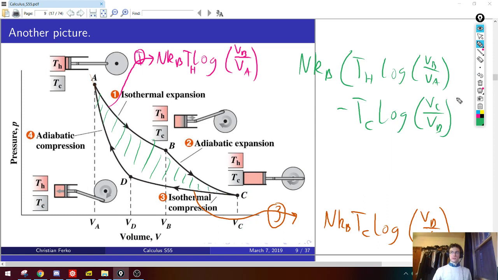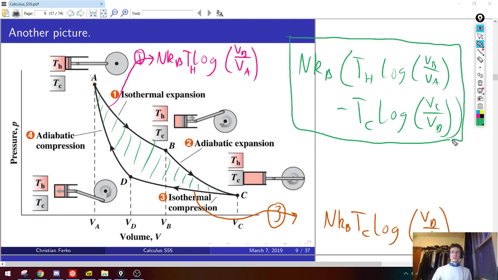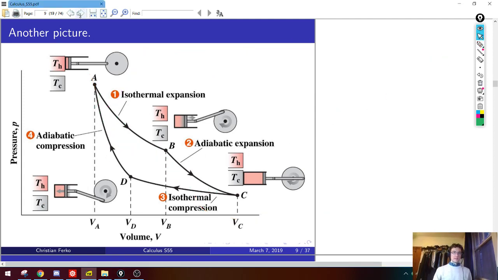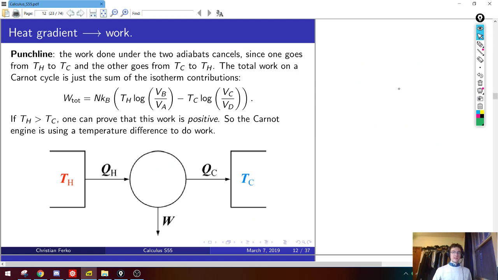Okay, so this is the total work here, right? So this is the total work as I go around the Carnot cycle. And you can see that if we choose T hot larger than T cold, and if we choose VB bigger than VA and VC and VD appropriately, this thing will be a net positive as I've drawn in the picture. So let me go over to this heat gradient. So yeah, here's the answer. The punchline is that since those adiabats cancel, we get this total work for a Carnot cycle which looks like this, which means we've extracted positive work.